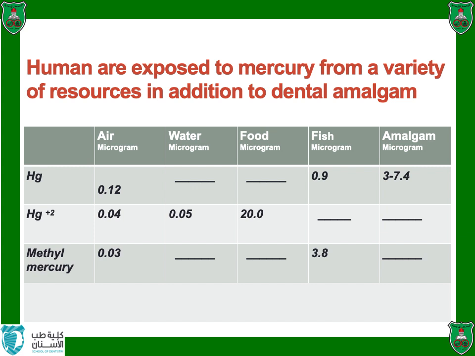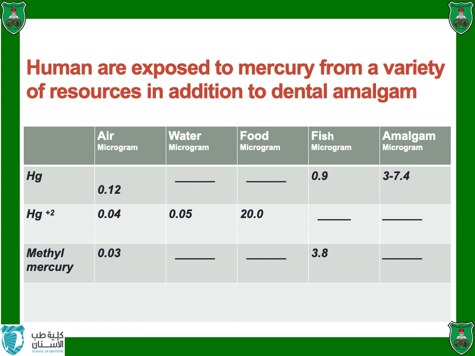It can come from methyl mercury, for example, that is present in the air, or the inorganic type of mercury that is present in air, water, and also in food. Also, the elemental mercury present in fish and also present in amalgam. So there are different sources of mercury that can make the patient reach the toxic dose, and we can't blame only dental amalgam for this amount of mercury. There are other sources for mercury.